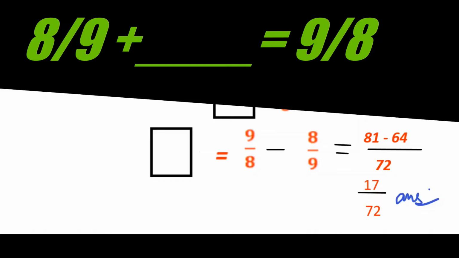To get the solution, we have to subtract the one number 8/9 from the sum 9/8. So we write 9/8 minus 8/9. Now by taking LCM, we subtract the two fractional numbers and get the answer 17/72. That means 17/72 must be added to 8/9 to get 9/8. You can check your answer too.